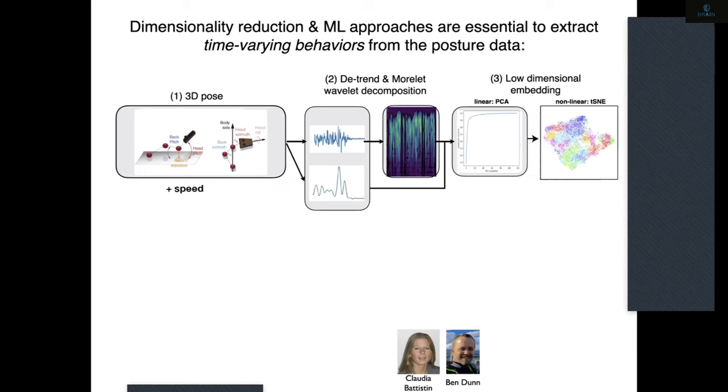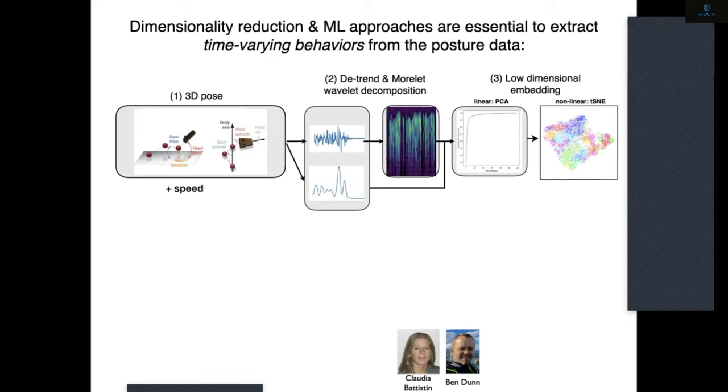So I should also note that this is being spearheaded in my group by Claudia Battistin, who's a postdoc also in the math department in Ben Dunn's lab. And so she takes the 3D pose data that we collect from the animals, does a Morlet wavelet decomposition to basically take the different postural features and look at how quickly they're changing through time, to have a record for how each of the postural features is changing through time. That's basically what you're doing with the wavelet decomposition.